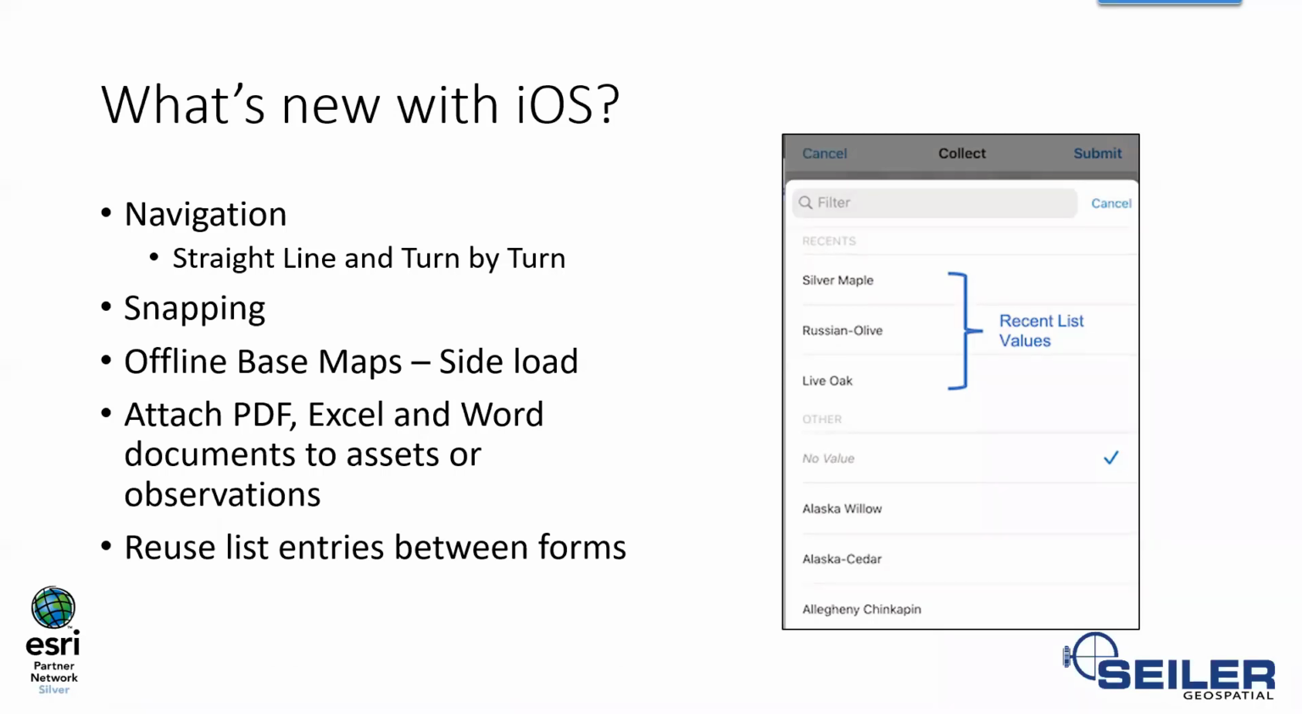Turn by turn can then be used with either Google Maps or Apple Maps up and running on the iOS device itself. Something new as of January, which is a great feature, especially out in the field, is snapping. For a while, you had to do everything all the way back in Arc Desktop or Arc Pro. You had to wait because snapping was not available in AGO or in Collector itself out in the field. And we'll show an example of that in a little bit here.